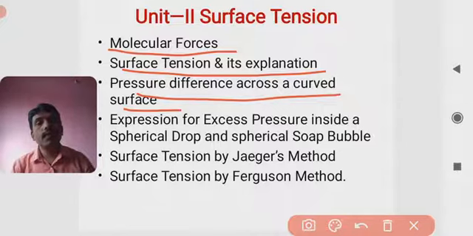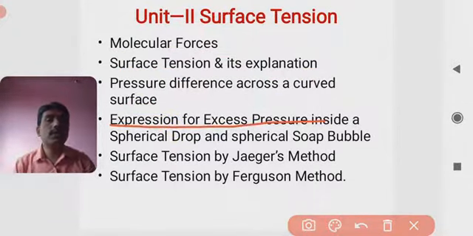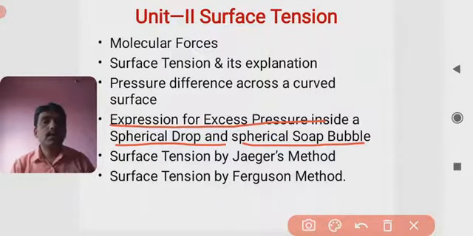where it is plane, where it is convex, where it is concave, and what exactly the surface tension is and what the cohesive energy, or we can say the resultant energy, is. Again, related with this, as I already told you, is excess pressure, the expression for the excess pressure inside a spherical drop and also inside a spherical soap bubble. Those are the two parts which give the shape to any drop.